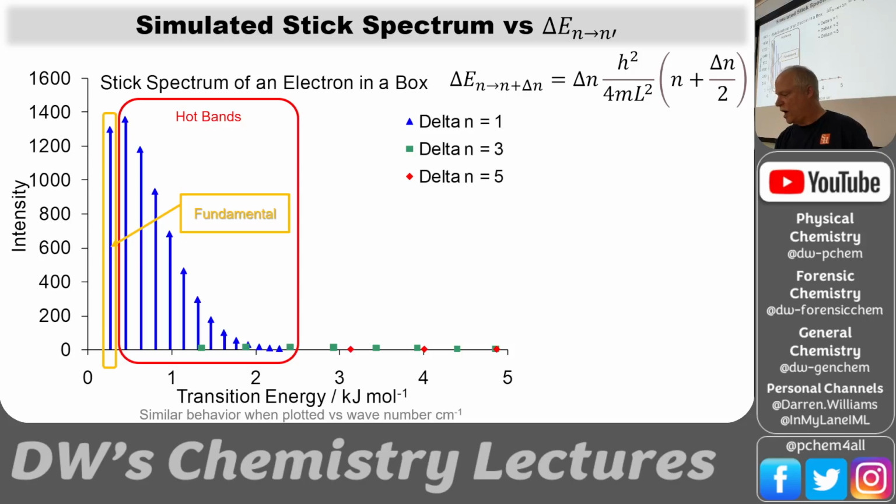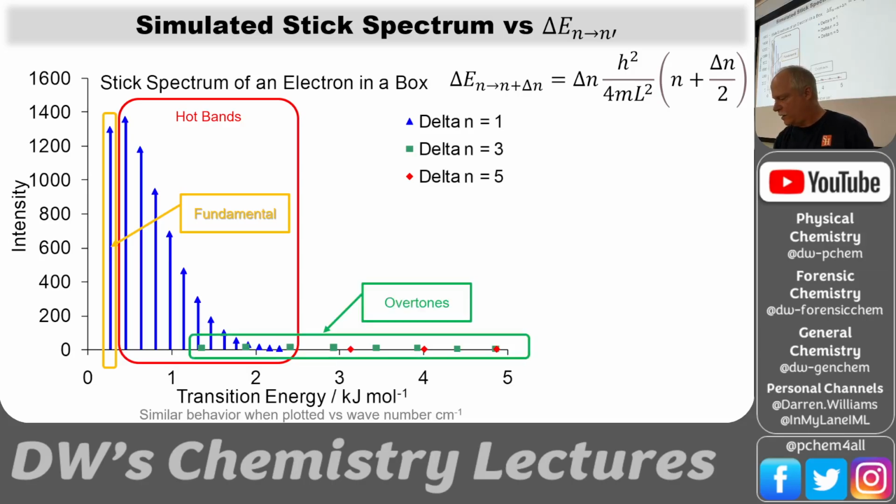Okay, so those are the hot bands. These are the overtones. So this is the first overtone, and from here going up, these are the hot bands of the first overtone. The first one is not a hot band, but the second, third, fourth, or whatever are the hot bands of the first overtone. And then here's the second overtones, these red ones.